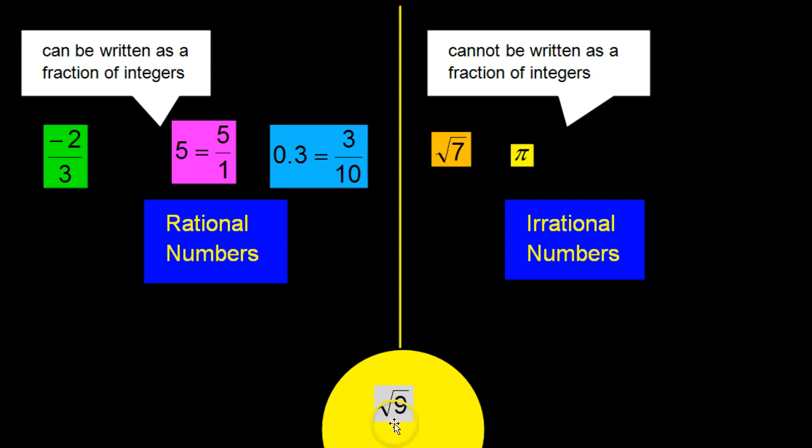Alright, what about the square root of 9? Is that going to be rational or irrational? The square root of 9 is going to be a rational number. Why would that be? The square root of 7 was definitely irrational. It could not be written as a fraction of integers. Why is the square root of 9 rational?